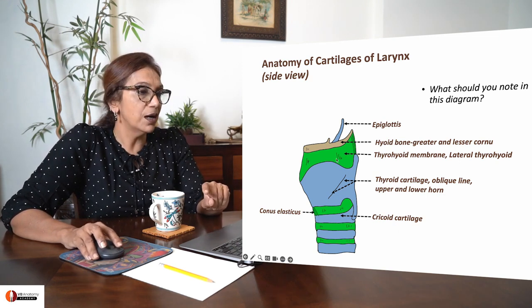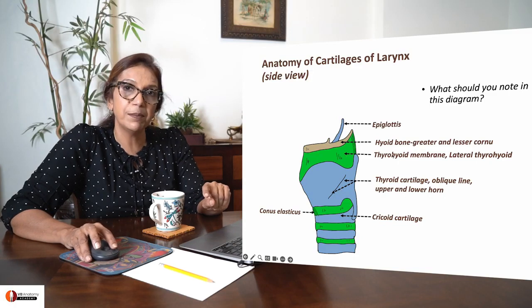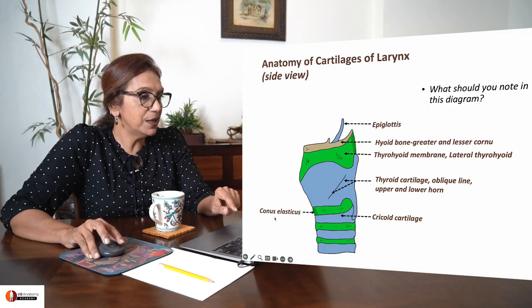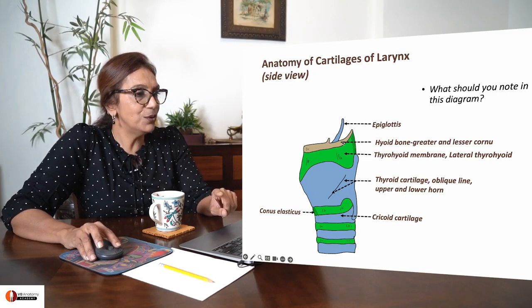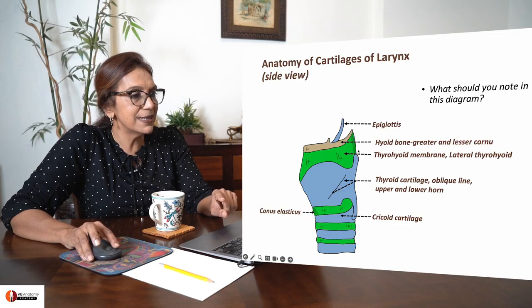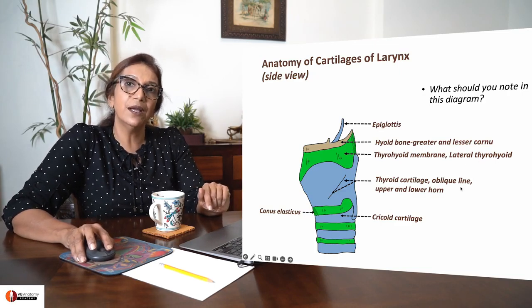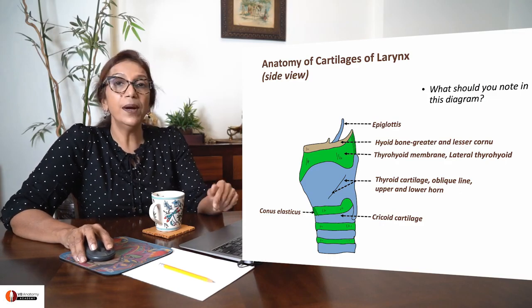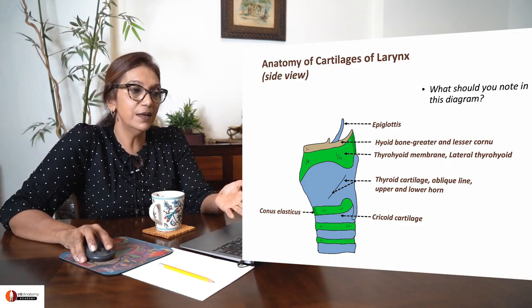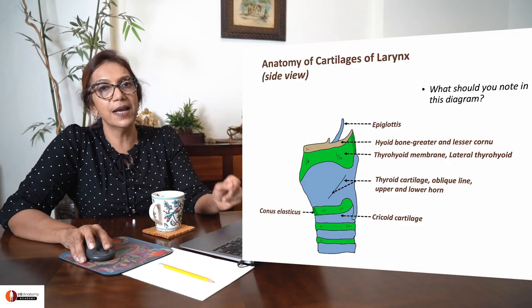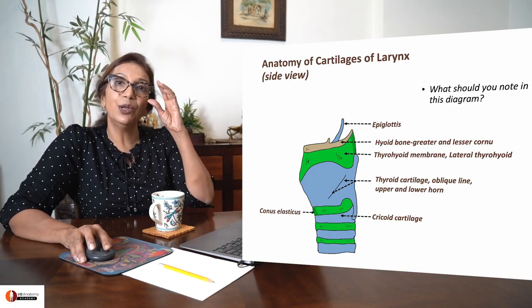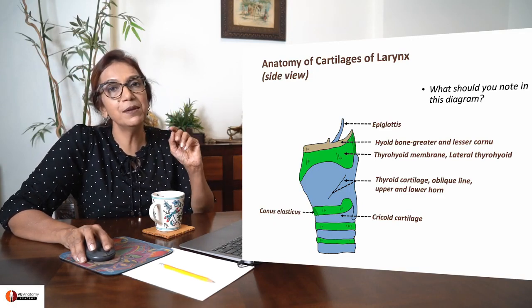I can see a membrane, the thyro-hyoid membrane. I can see a ligament, cornus elasticus. And if you come to the membrane, you can see that it is laterally thickened to form a ligament called lateral thyro-hyoid ligament. Quite a lot we have learned by just drawing one diagram. Believe me, you learn a lot when you draw. You just have to have the patience and the intention to draw.